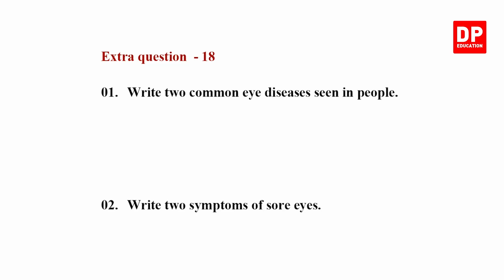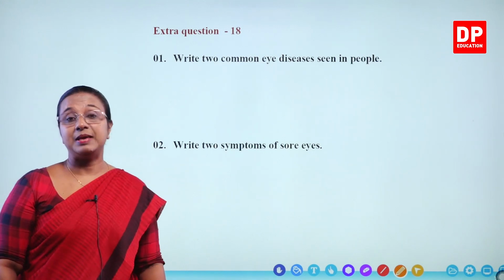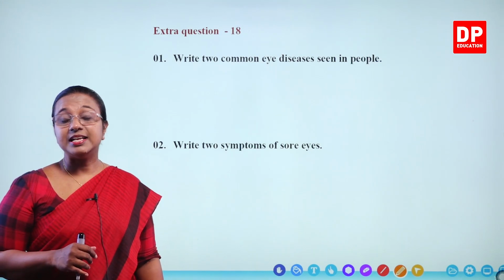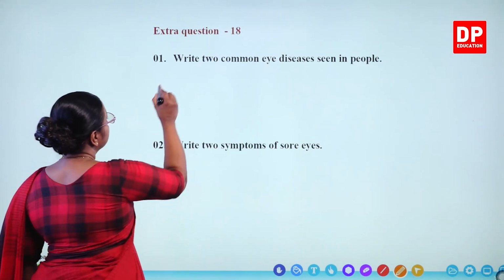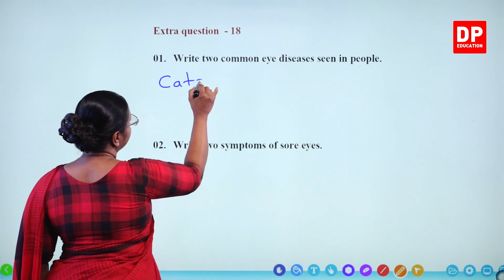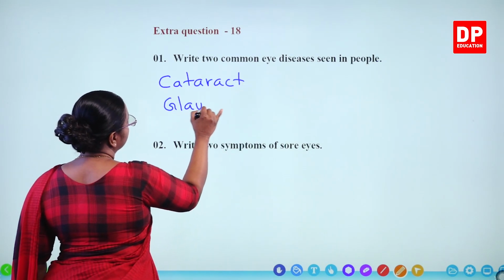Extra question 18. Write 2 common eye diseases seen in people. What are the 2 common eye diseases seen in people? Cataract and glaucoma. So, here we can say cataract and glaucoma.